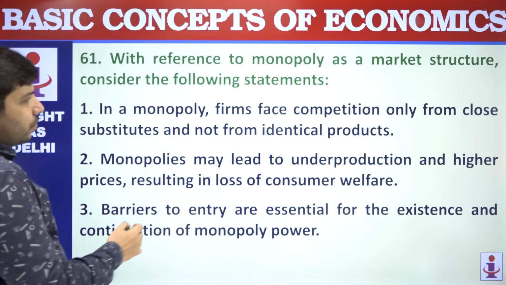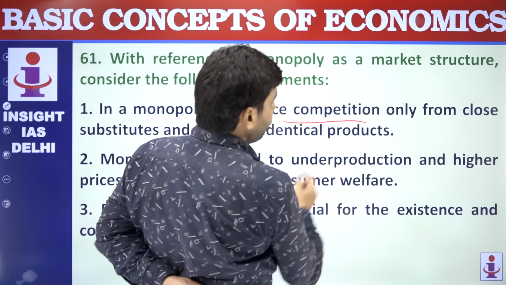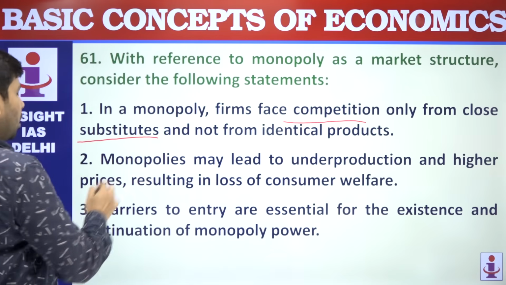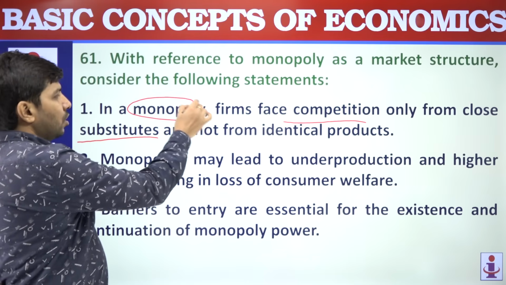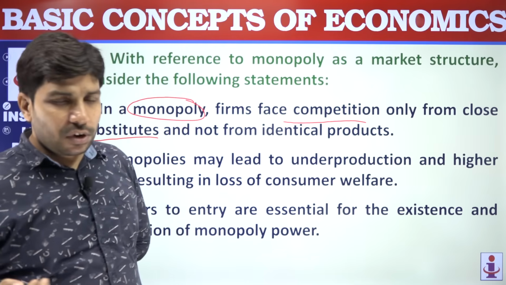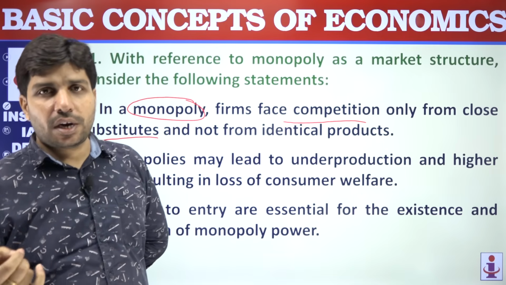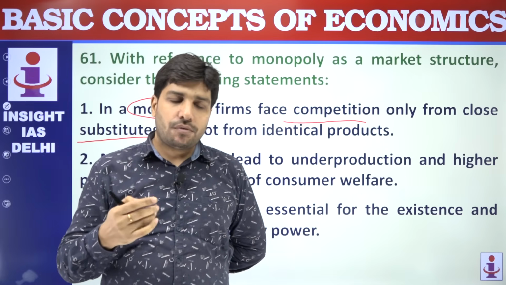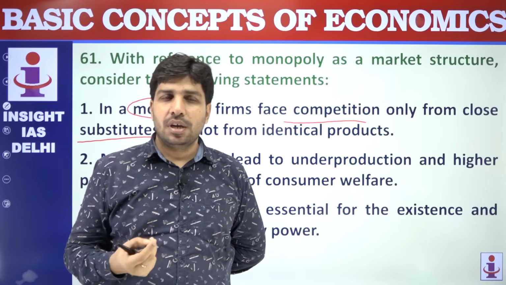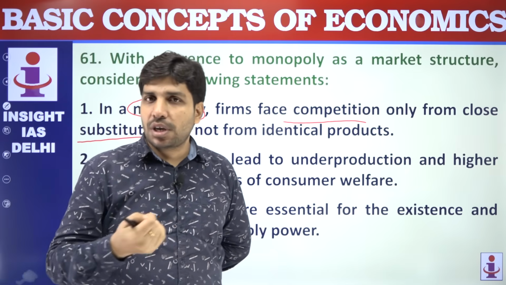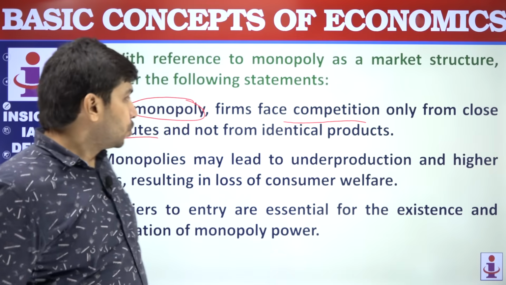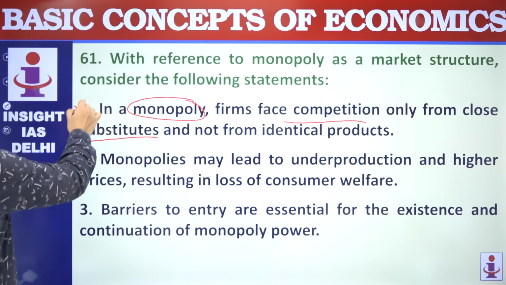Monopoly. In a monopoly, firms face competition only from close substitutes and not from identical products. This is not correct with respect to monopoly, because in a monopoly there is no competition as such. For example, consider that you are in a village where there is only one internet service provider. That provider is asking for 1500 per month, and the service is also not good. But you don't have any other option. You will have to stick to that service provider because you need internet. So this is not correct.